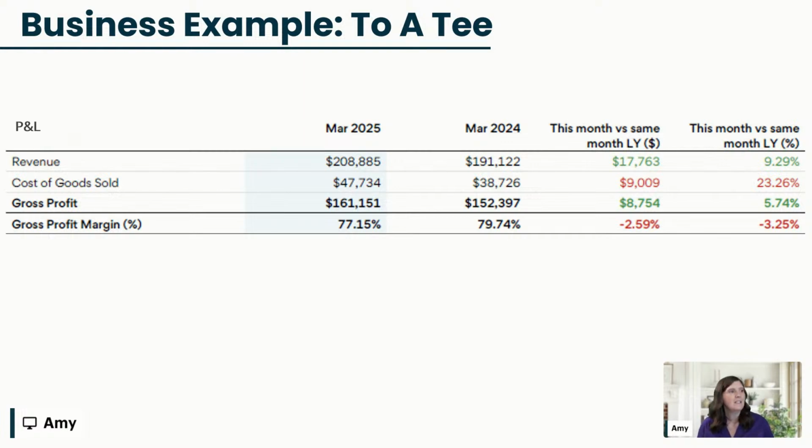So you can see this year we're keeping 77%. Last year we were able to keep almost 80%. So that number unfortunately went down. And again, that's caused by cost of goods sold.